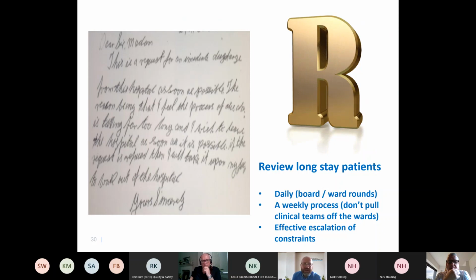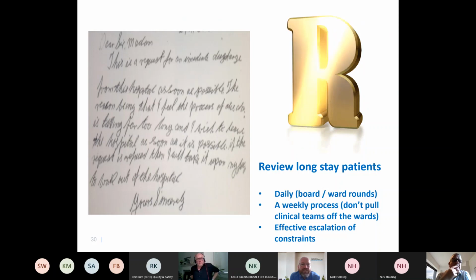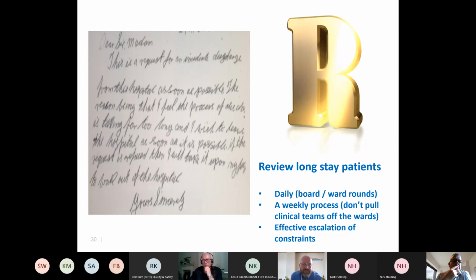And I really like this letter. This was a letter I was shown on a course that a chief operating officer had received from a patient. I'll read this out because the handwriting is not great. Dear Sir or Madam, this is a request for immediate discharge from the hospital as soon as possible. The reason being that I feel the process of discharge is taking far too long, and I wish to leave the hospital as soon as it is possible. If the request is refused, then I will take it upon myself to walk out of the hospital.